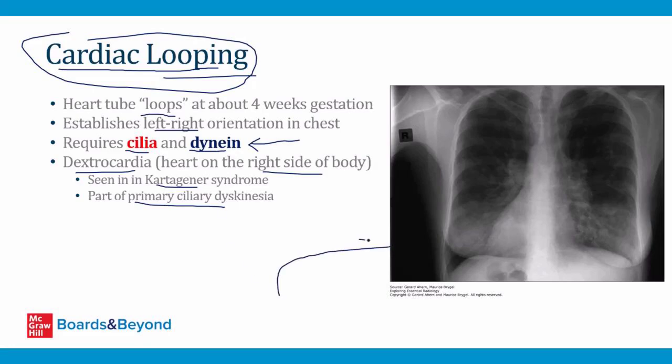And this on screen here is an X-ray of a person who has dextrocardia. This is the left side of the body. This is the right side of the body. The heart should be over here, but you can see this is the heart right here over on the right side of the chest. That's evidence of dextrocardia, a problem with cardiac looping.